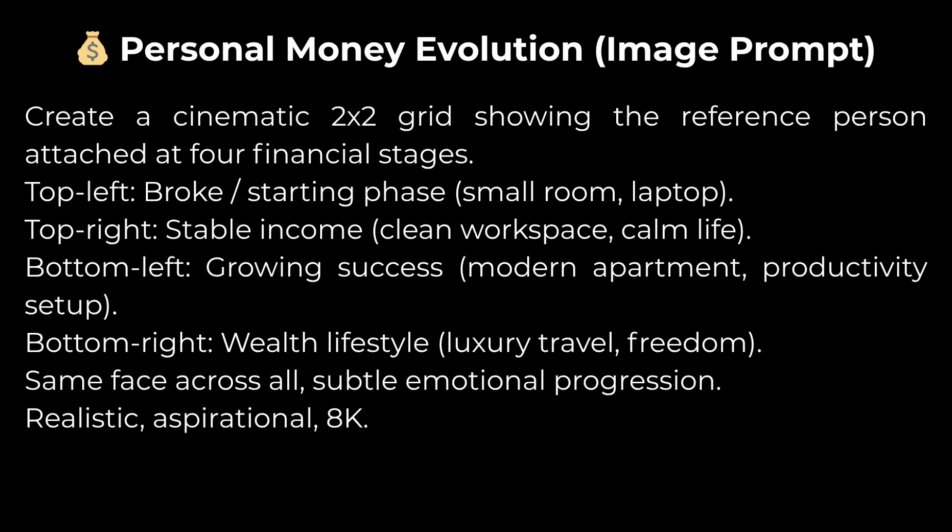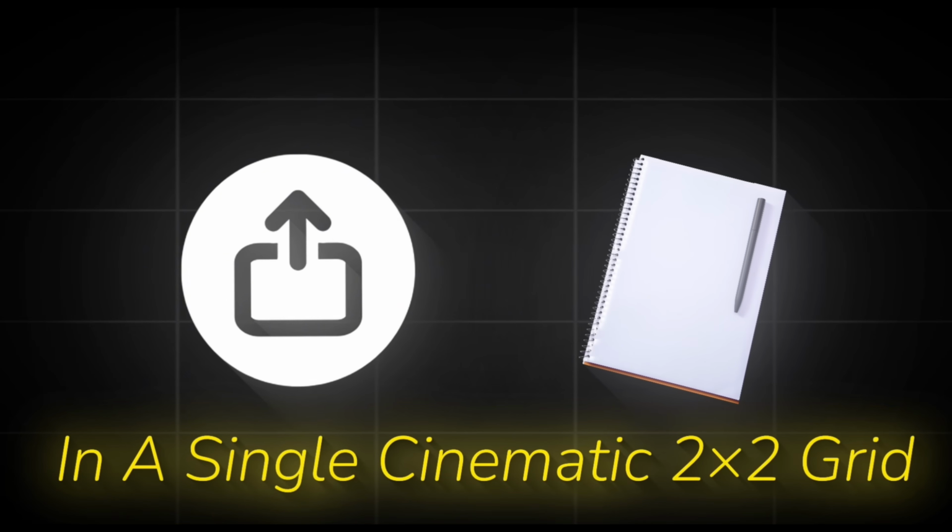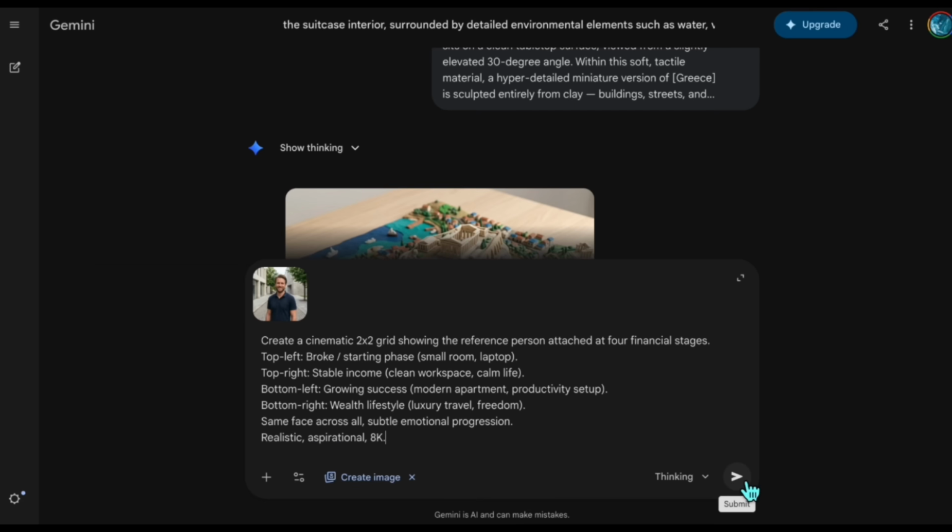And here is a fun prompt. Personal money evolution. Upload a reference photo and the prompt generates the same person across 4 financial stages in a single cinematic 2x2 grid. I upload the reference and generate.